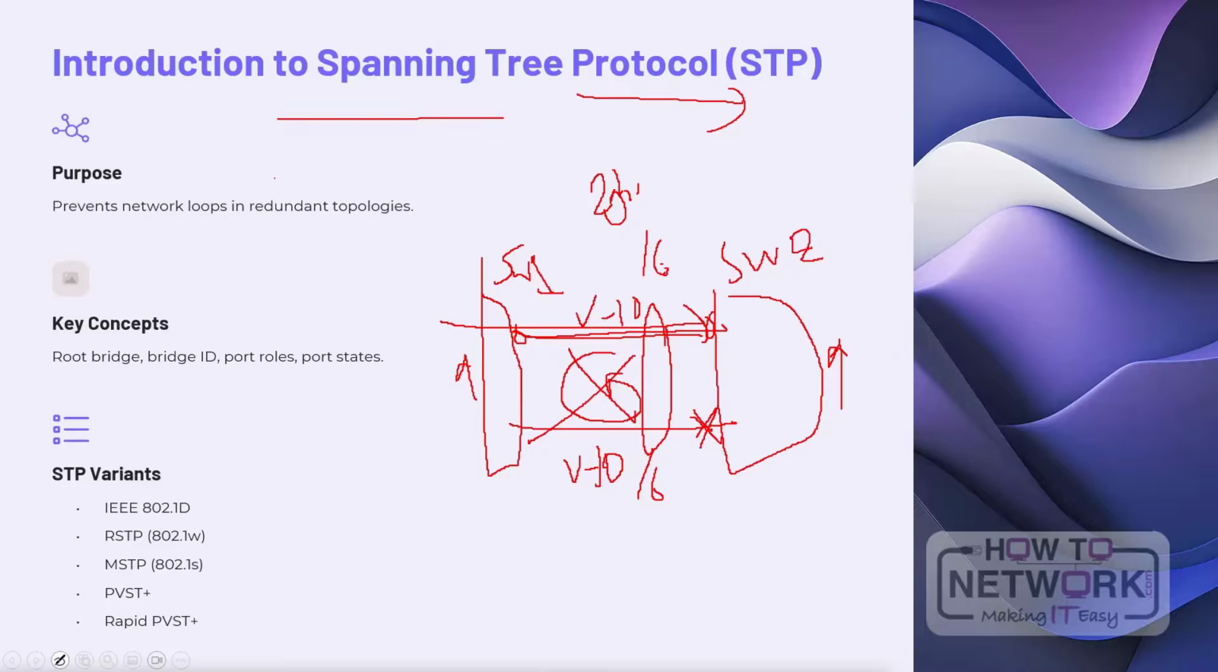Okay. Some key concepts: you have the root bridge, the central point of a spanning tree. You have the bridge ID, and there's a lot more, like the root bridge election. You need to understand the port roles, like root, designated, alternate, backup. Understand the port states like blocking, listening, learning, and forwarding. The STP variants are here, right? The latest ones, best practice, rapid PVST. PVST can also use multiple spanning tree protocol. Okay.